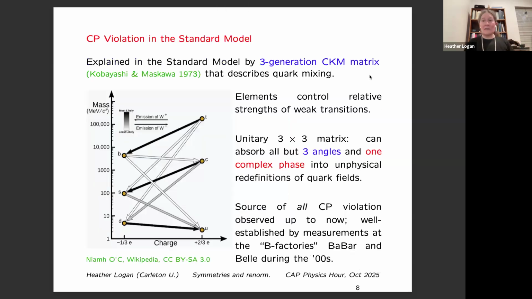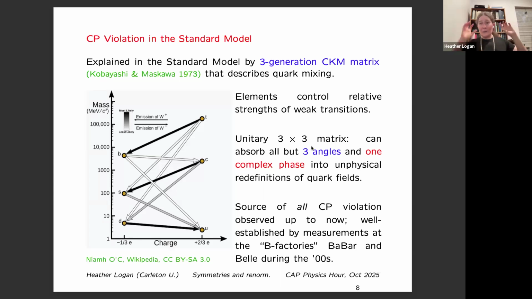This violation of CP is explained in the standard model by the 3-generation Cabibbo-Kobayashi-Maskawa quark mixing matrix. What this matrix is, is a 3x3 unitary matrix. The elements of it control the relative strengths of the weak interactions between the 3 positively charged quarks and the 3 negatively charged quarks. So if I have a charm quark and it's going to decay to either a strange quark or a down quark, the relative strengths of these are controlled by two of the elements of this matrix.